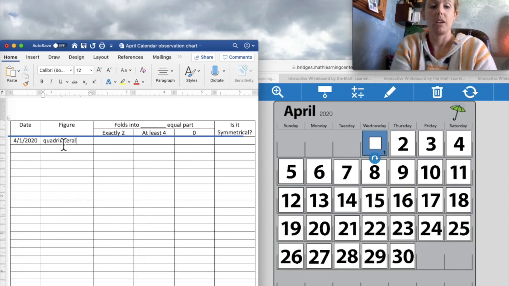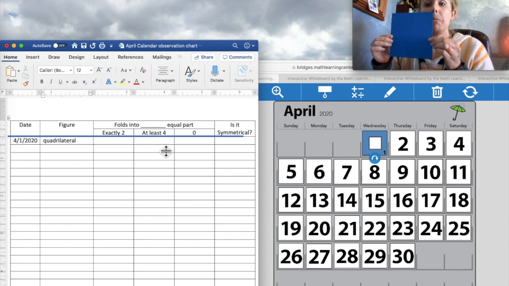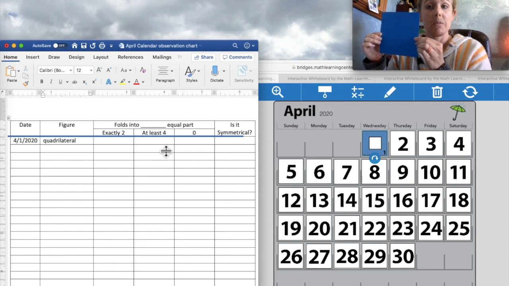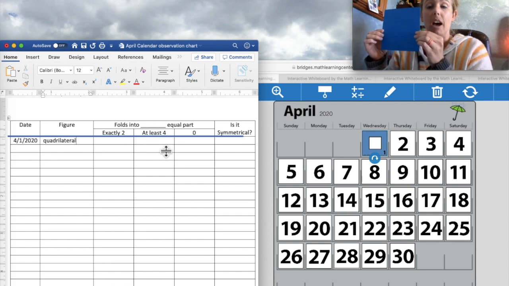Quadrilateral. And now gets to the fun part. We want to see how many equal parts we can fold that square into. So I'm going to give you some time. I want you to think, how many equal parts could I fold this quadrilateral into? I know that a lot of you think of 2. You could fold it 2 times. It would fold into 2 equal parts.